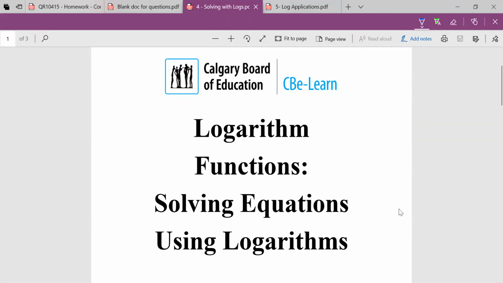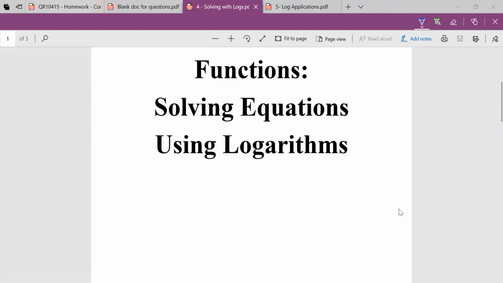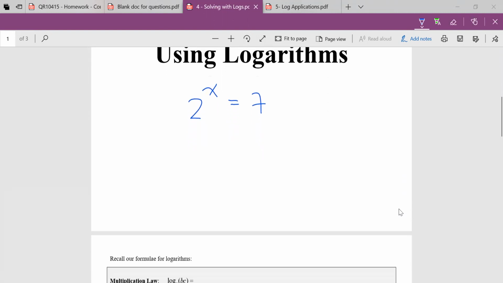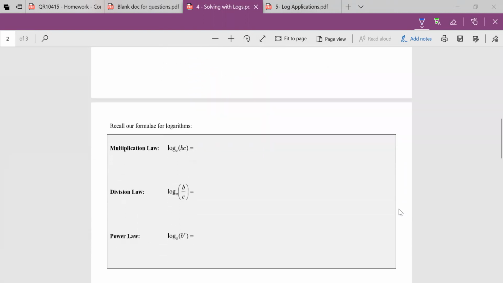Hey 30-2s. Here is a video where we're going to learn how to solve equations using logarithms. Now, in general, we're going to use a logarithm to solve an equation when we aren't able to make the bases the same. So that's when I want you to think that's probably when I need to use a logarithm.